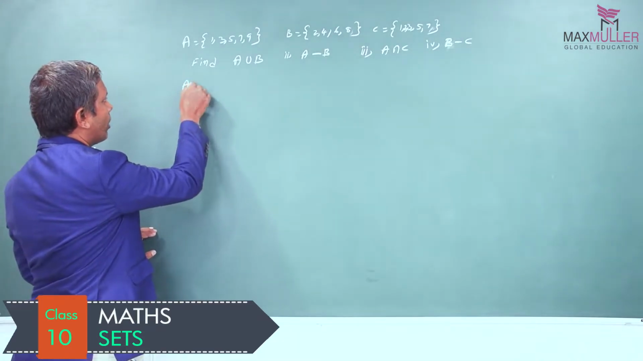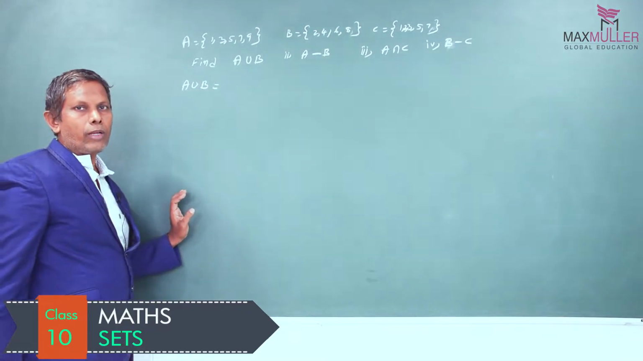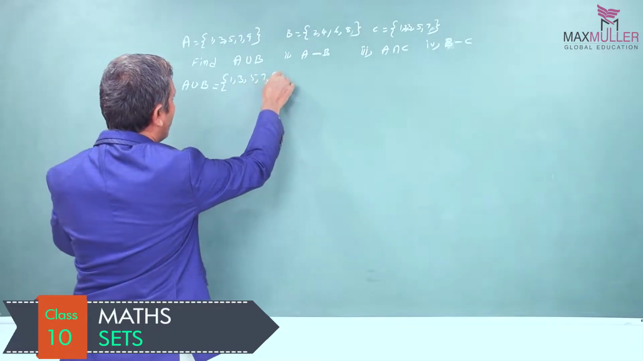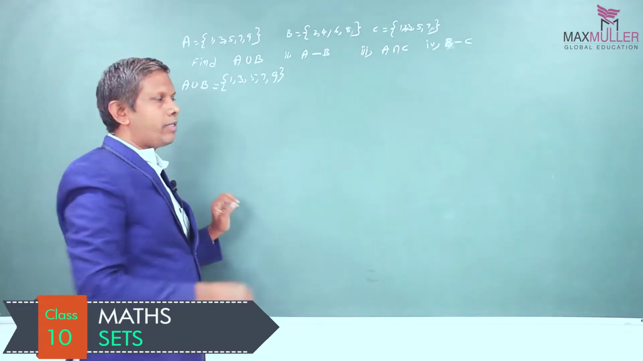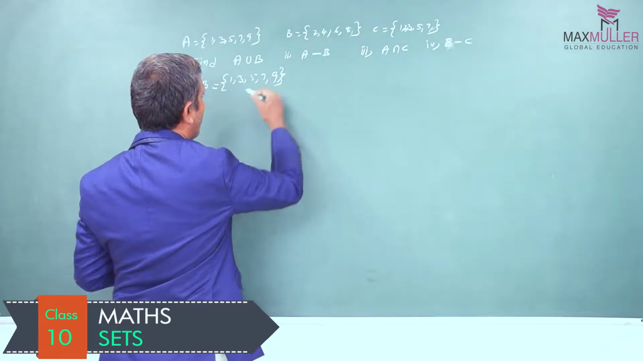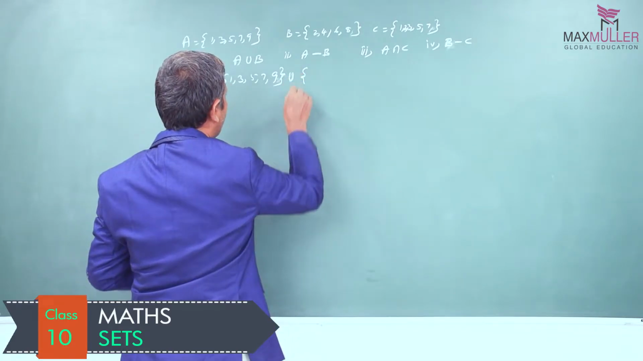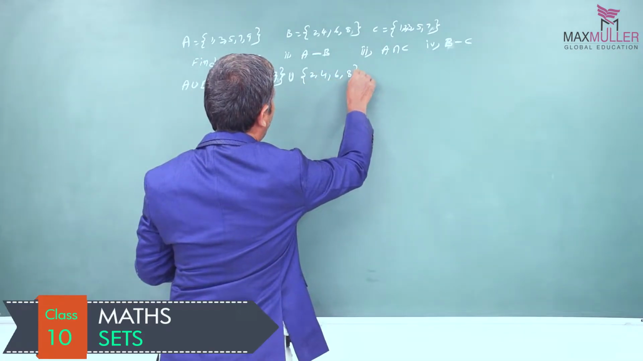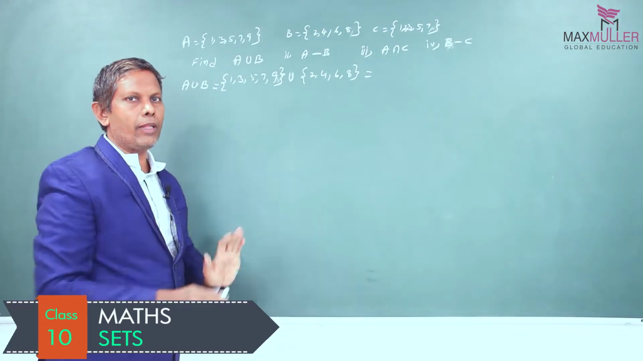So first of all we can write A union B. Write all the elements of A, 1, 3, 5, 7, 9. This is a finite set we are taking, not infinite. No need to write the 'and so on' like in the previous question. And write the symbol, union, and write the elements of the second set, that is 2, 4, 6, 8.